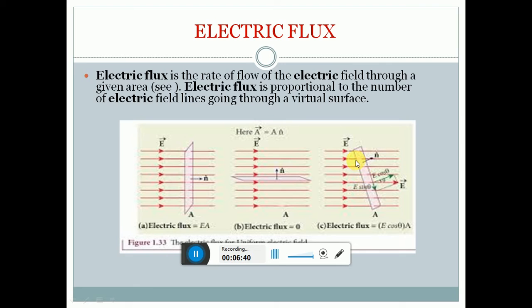In this case, the area is inclined at an angle with the electric field, so the component of electric field can be considered here: E cos theta into A.